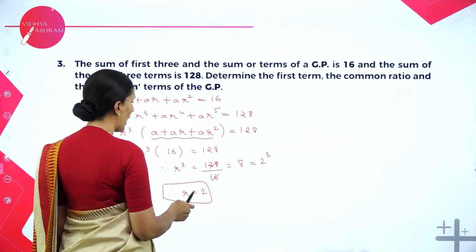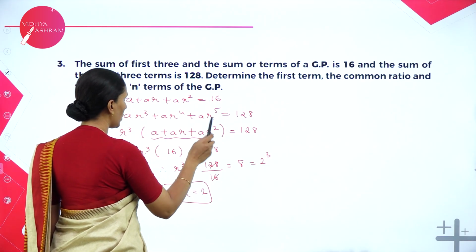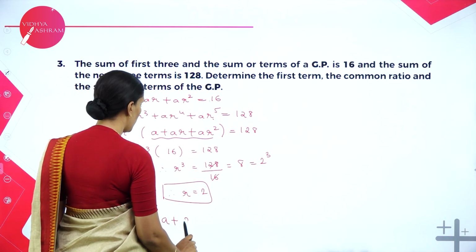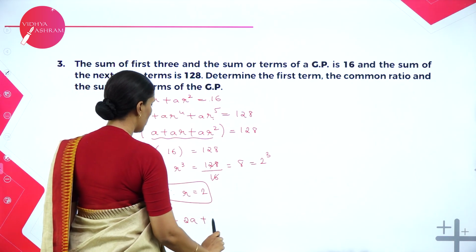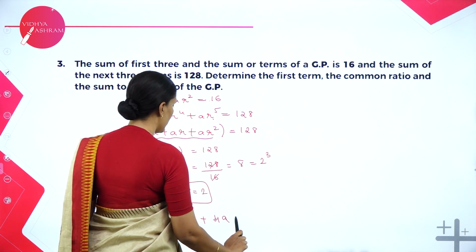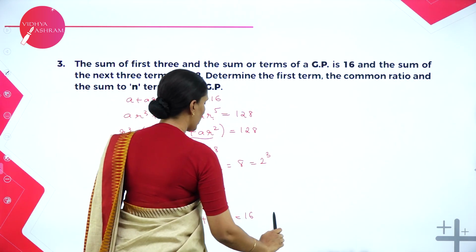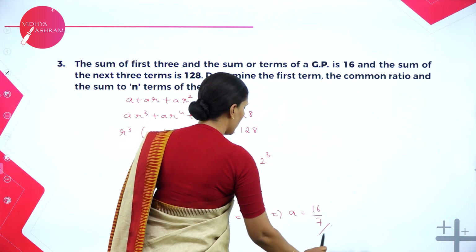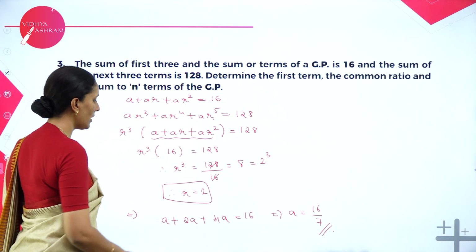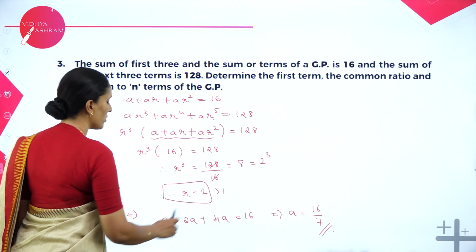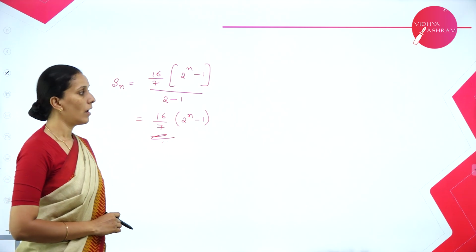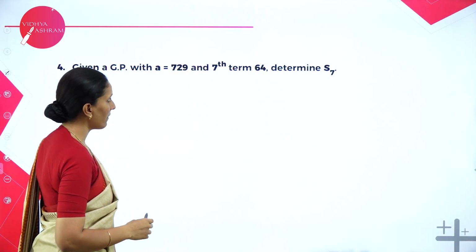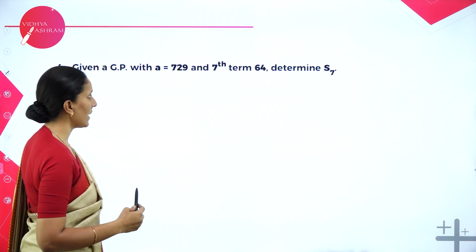Now if we substitute R is equal to 2 in any one of the equations, then this implies A plus 2A plus 4A is equal to 16. So therefore, we will get the value of A is equal to 16 by 7. Now we have A value 16 by 7 and R is 2, which is greater than 1. So therefore, next one, given a GP with A is equal to 729 and 7th term is 64, determine S7.